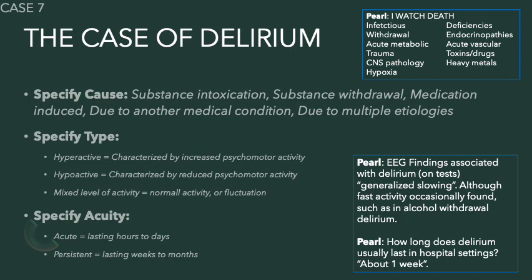A common exam question regards the EEG findings associated with delirium. Most commonly, it's generalized slowing, although fast activity occasionally is found in alcohol withdrawal delirium. If you're asked how long delirium usually lasts in hospital settings, the correct answer is about 1 week.